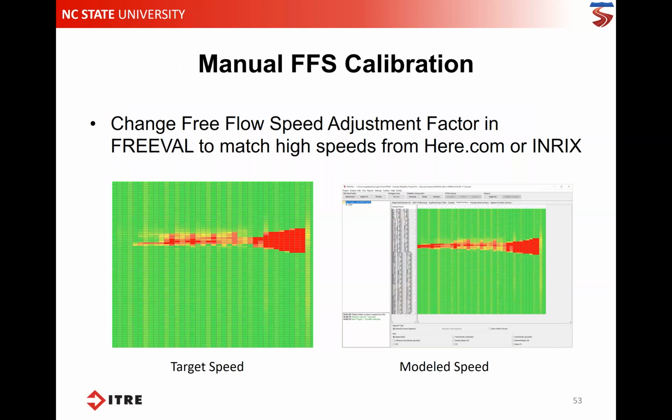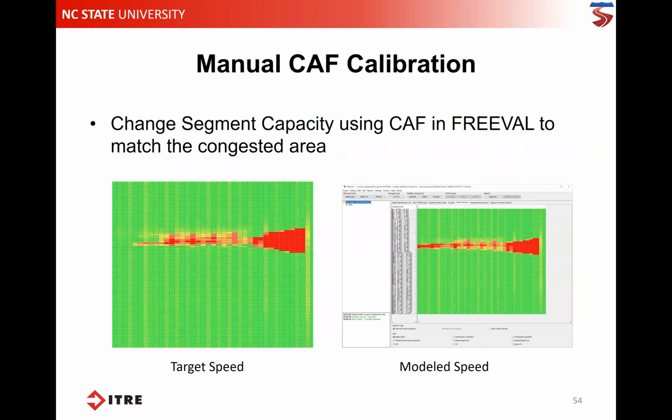And then here in the next two slides, I show again, for another facility, what targeted speeds can look like, and what FreeVAL is showing. And then we need to go through this free flow calibration first, and then capacity adjustment calibration second. These are two important pieces within the calibration procedure in the HCM, trying to match the speeds that are reported.